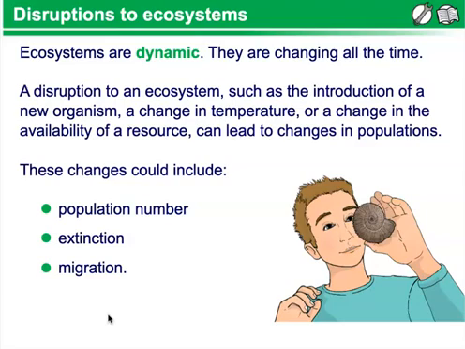Remember, population number is the number of individuals. Extinction is when a population of organisms dies out. And migration is when organisms are more suited to a new environment, and so they may move in or move out depending upon where that environment is and if it is feasible for them to get there.